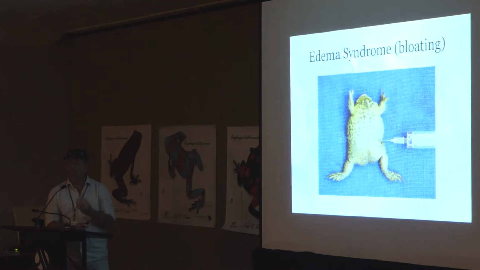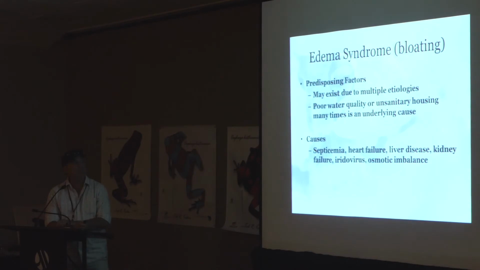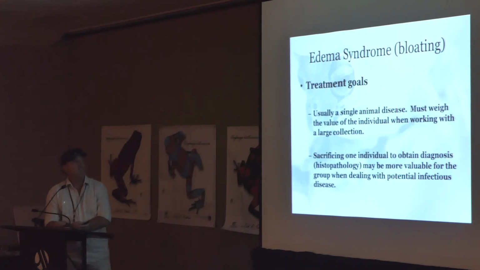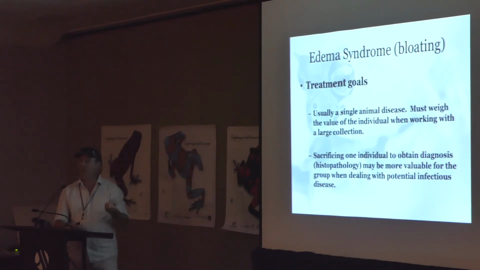So if we lose it, the best thing to do is do pathology to find out what happened to that animal. Here are some of the causes. Again, septicemia, meaning bacterial infection in the bloodstream, heart failure, liver disease, kidney disease, viral diseases, and just osmotic imbalances from the environment. And again, treatment, it's usually a single animal disease. I don't treat these. I tell the owner, we're not going to be able to find out what happened to your frog or why this happened. We would have to submit it for pathology, but we try to then review husbandry and see could it be a husbandry cause or not.